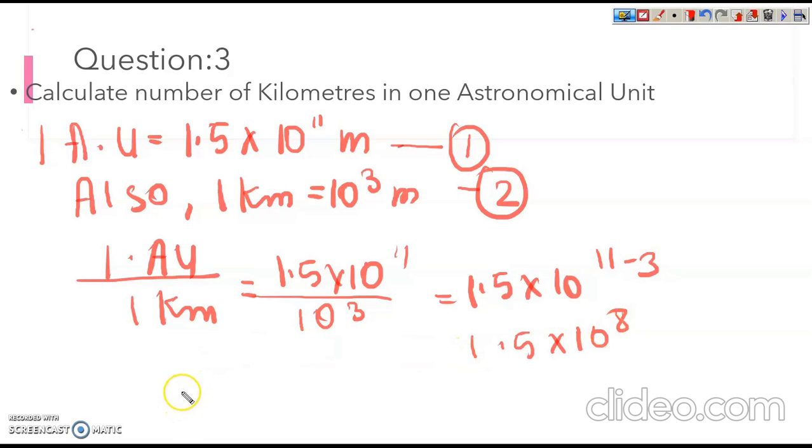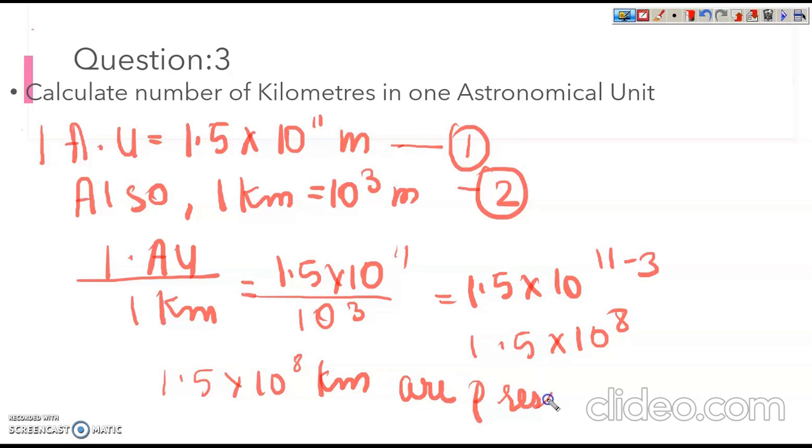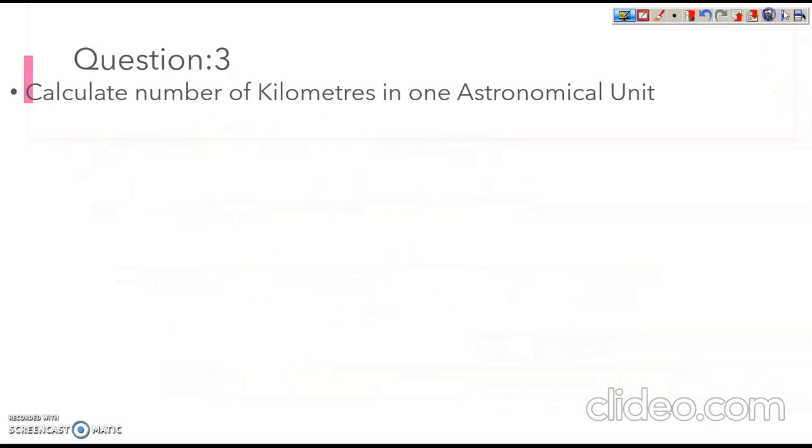So we found that 1.5 multiplied by 10 to the power 8 kilometers are present in one astronomical unit. This was so simple. Now let's look at another question.